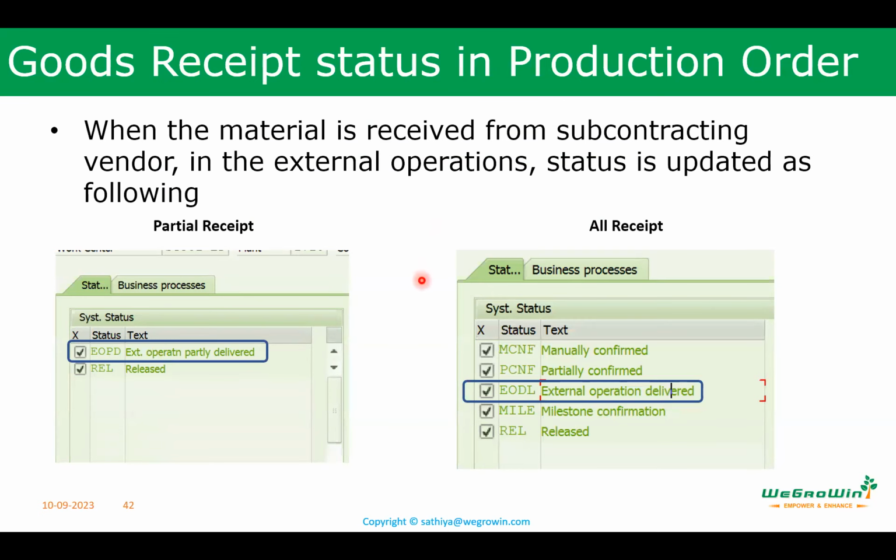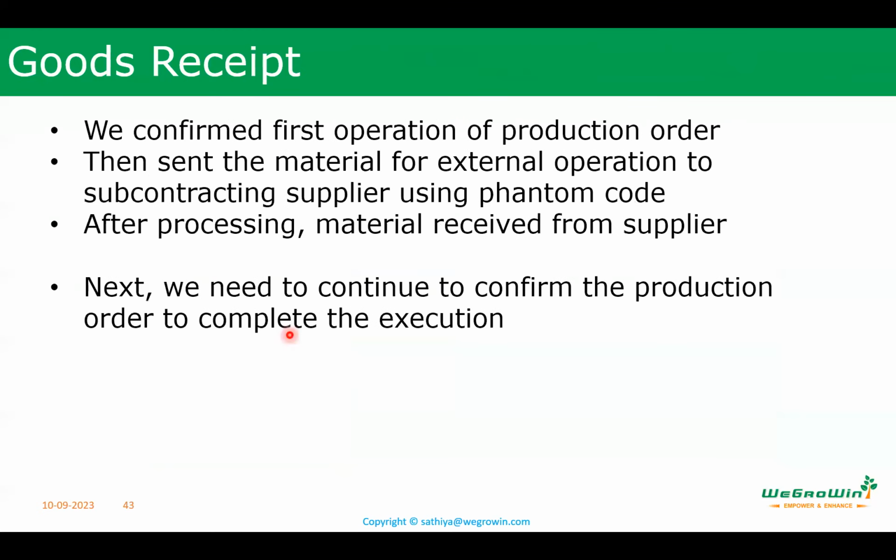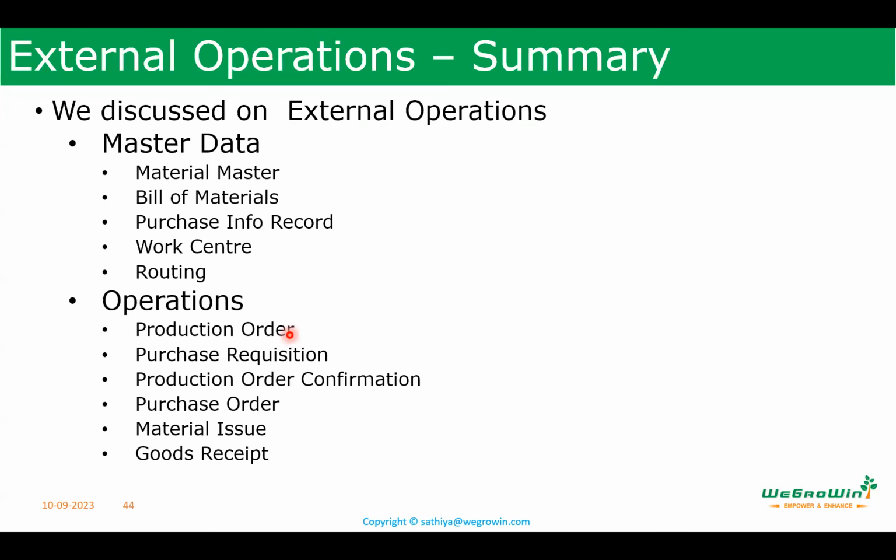Now, when we receive the material, see here, the system is showing external operation partly delivered or external operation fully delivered. If you receive partial material, that component we sent, if it is partially received, it will show partially delivered, EOPD. If it is fully delivered, it shows EODL. So this is the main purpose of seeing the status. So the status will also show whether the external operation material we sent is coming back or not. So after we confirm all the final items, we do the goods receipt and proceed. Right? This is the external operation.